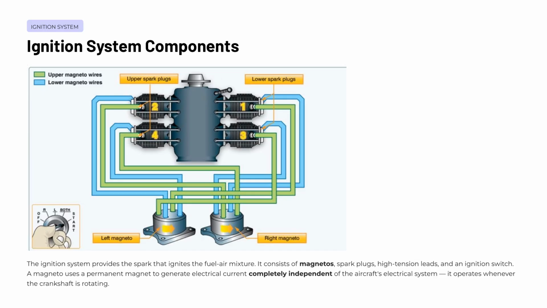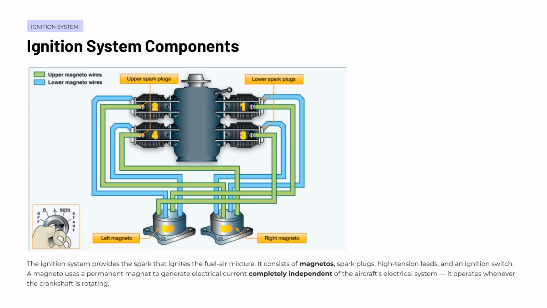The ignition system is responsible for delivering the spark that ignites the fuel-air mixture inside the engine cylinders. Understanding its components and how they work together is essential for any pilot. The system consists of four main components: magnetos, spark plugs, high-tension leads, and the ignition switch. Each plays a critical role in ensuring reliable engine operation.